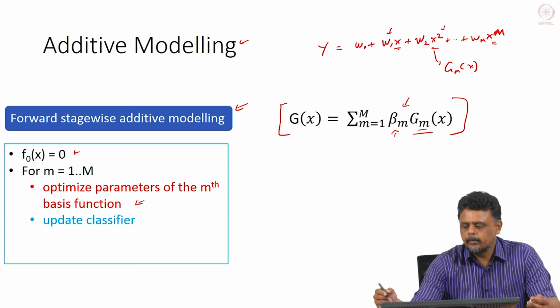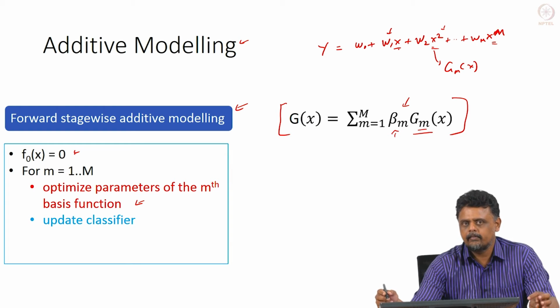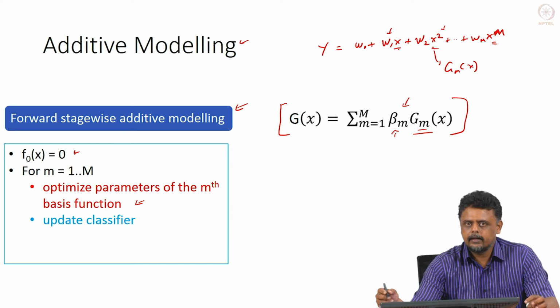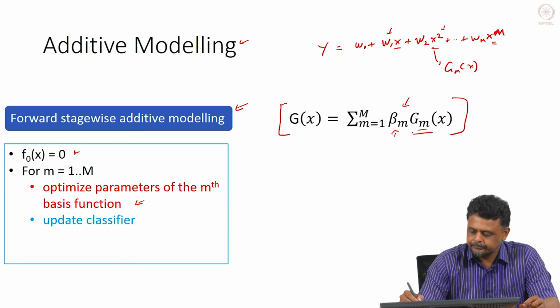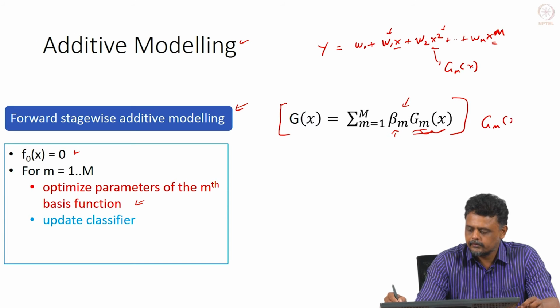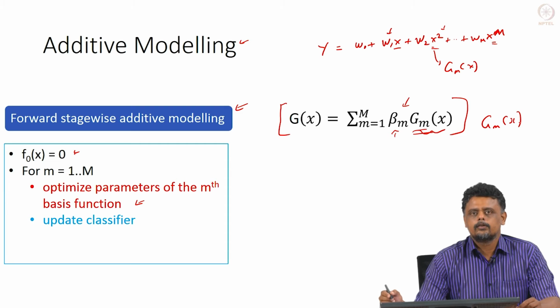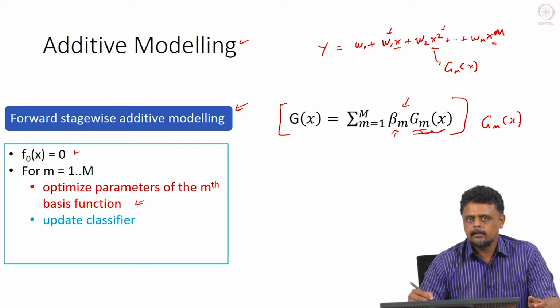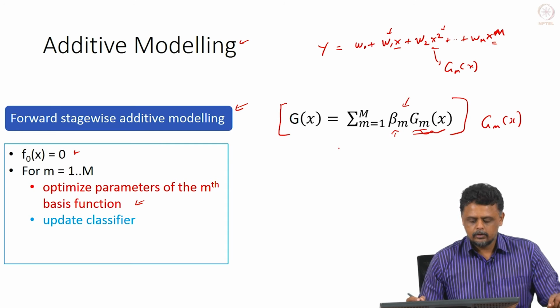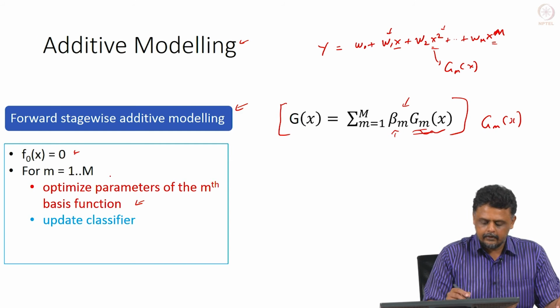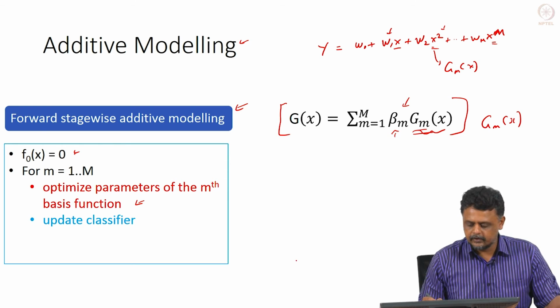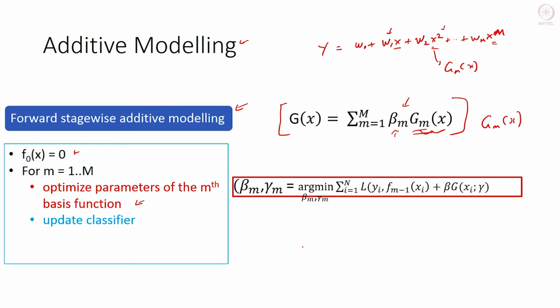Now, when we put this in a cost function, it becomes very difficult to determine. So what we do is, in every iteration we only estimate that particular g_m. In the mth iteration we will only estimate g_m of x, without changing the parameters of the first m minus 1 classifiers that we have built. So, for every iteration we optimize the parameters of the mth basis function, which is given by this formula here.